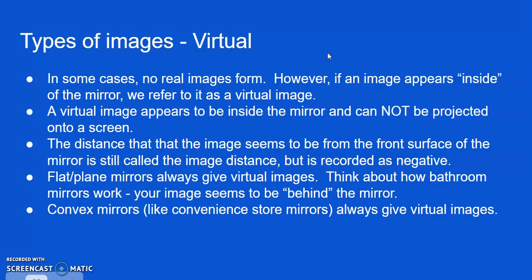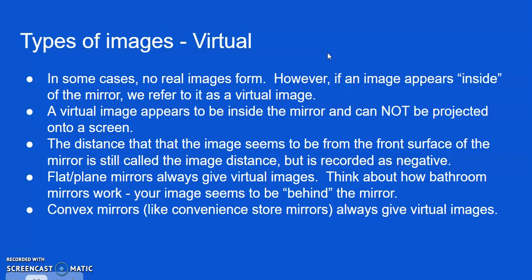Okay, now the somewhat more bizarre image, virtual images. These are the types of images where the light rays don't actually converge, but rather they diverge. The image appears inside of the mirror. This is exactly the kind of image you're probably more familiar with, because it's the kind of image you get every time you look in a bathroom mirror.